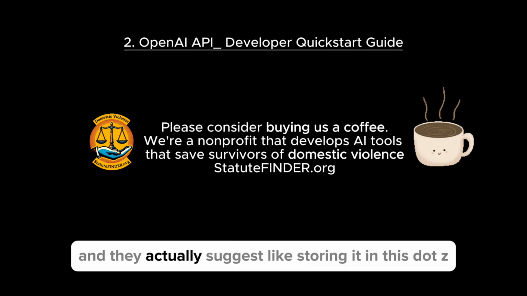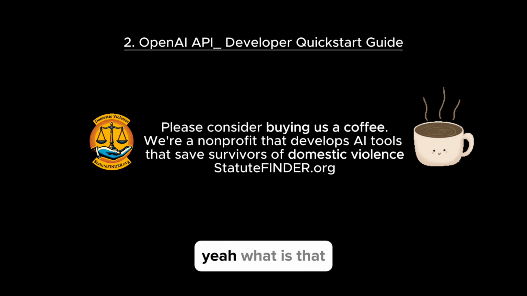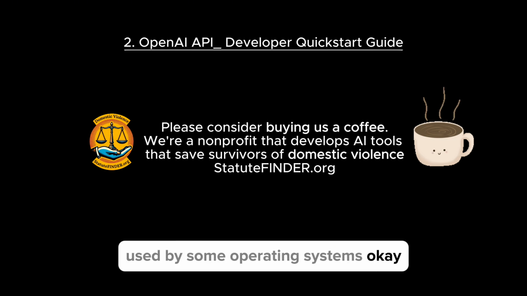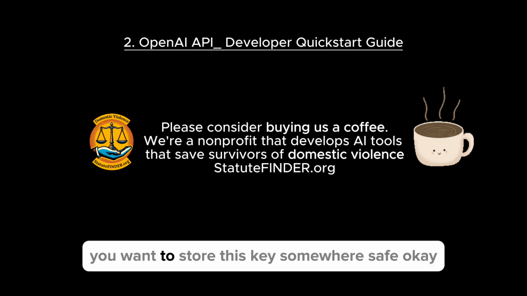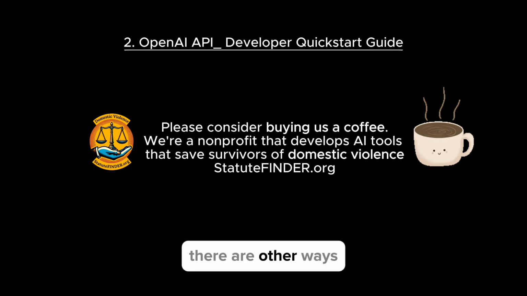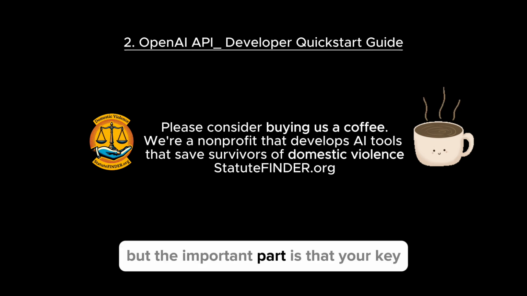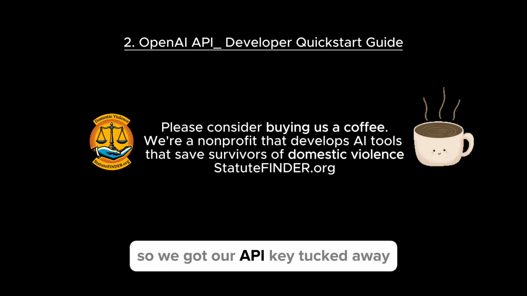And they actually suggest storing it in this .chrc file, for a Python newbie like myself. What is that? Okay, so .chrc, that's a configuration file used by some operating systems. Don't worry too much about the specifics for now. The main takeaway is you want to store this key somewhere safe, separate from your code. There are other ways Python developers typically handle this, like environment variables, but the important part is that your key isn't directly visible in your code. Right. Got it. Keep it secret. Keep it safe. Exactly.